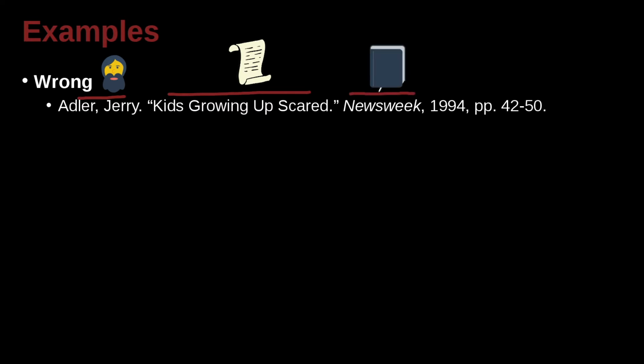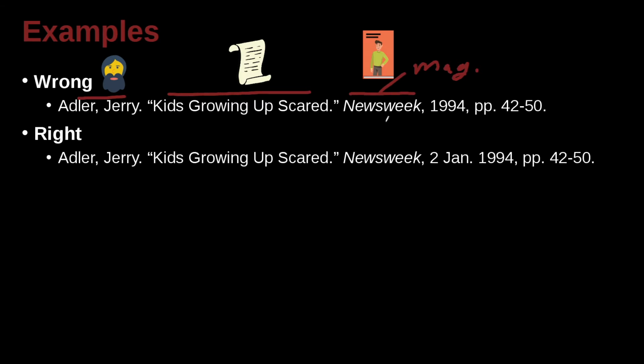But in this case, this is not a journal. This is a magazine, M-A-G, magazine. So a magazine is a little bit different than a journal because a magazine usually comes out weekly. So the difference here is we need to add that date, a very specific date, the 2nd of January. So the day, the month, and the year, because that's issued based on the day of the week.